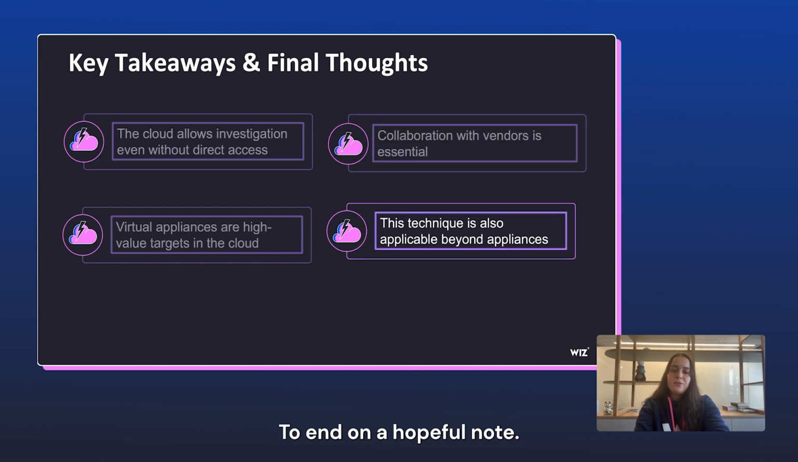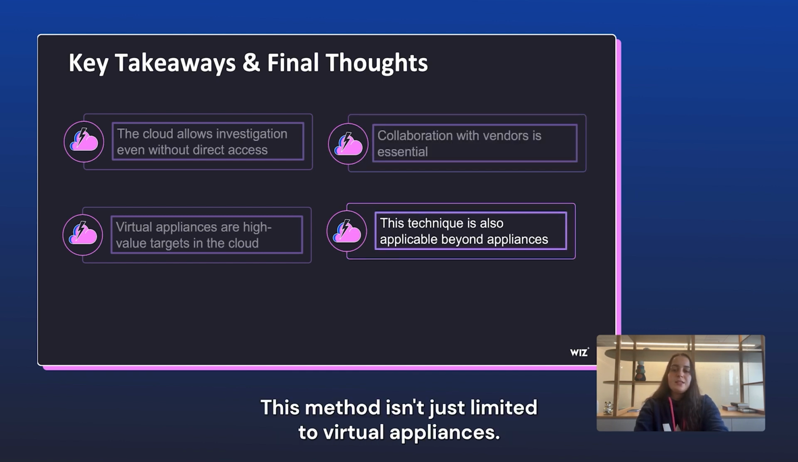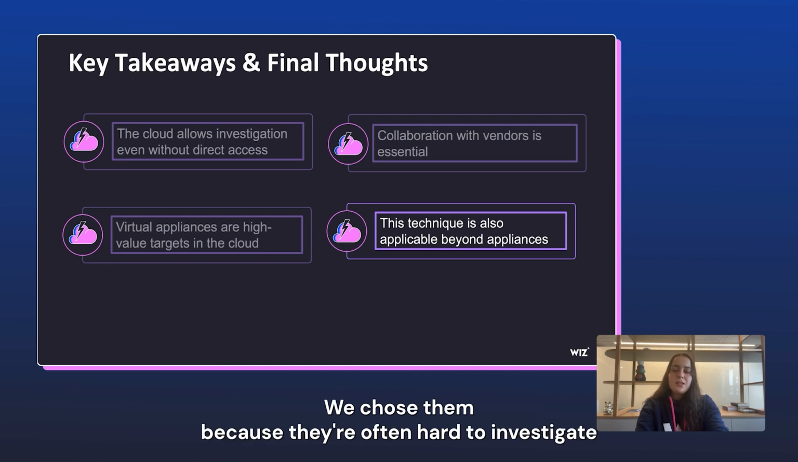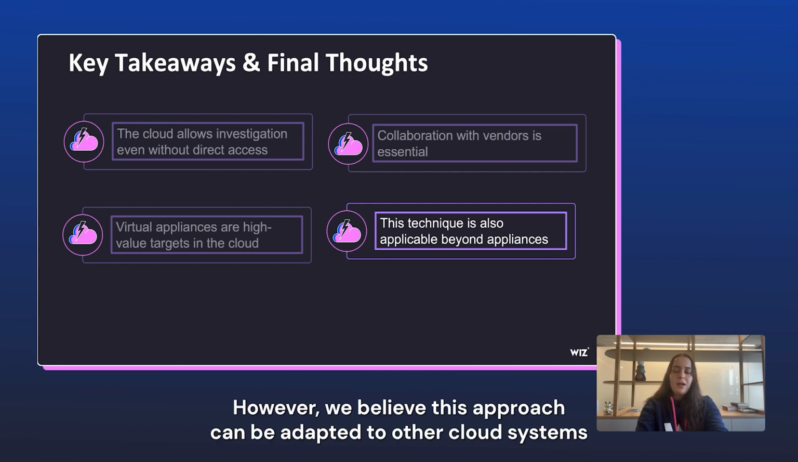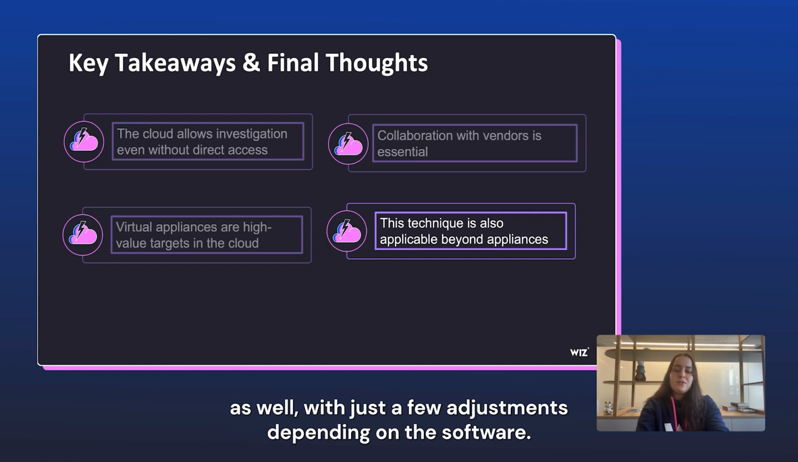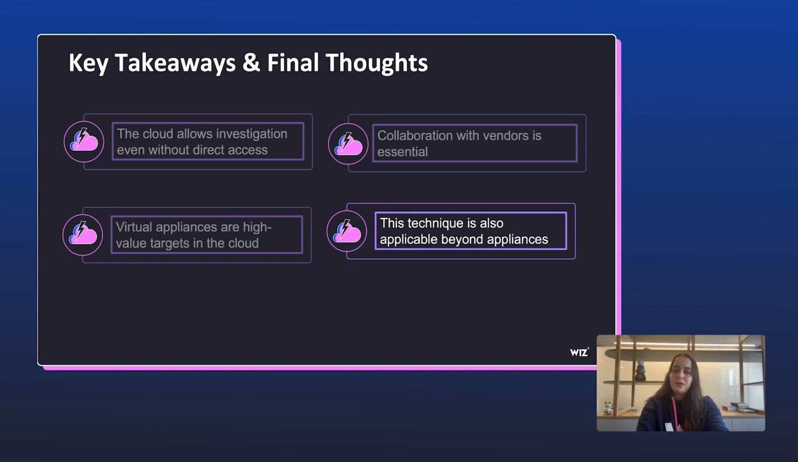To end on a hopeful note, this method isn't just limited to virtual appliances. We chose them because they're often hard to investigate and tend to have similar file systems across deployments. However, we believe this approach can be adapted to other cloud systems as well, with just a few adjustments depending on the software. Hopefully, this technique will help improve visibility across many areas of the cloud.